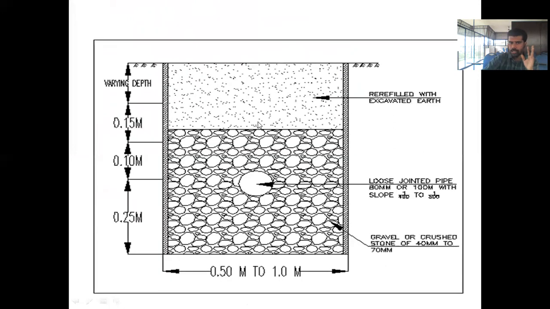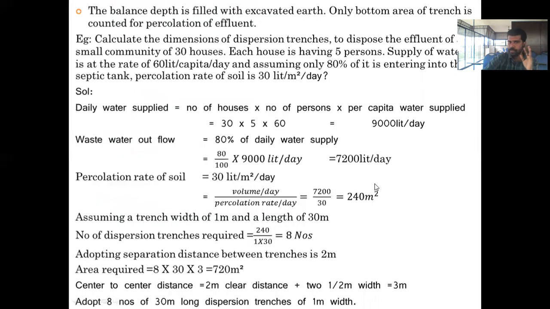Let's see. We got how much? 240. So 9,000 liter per day is total. We will be getting 7,200 liter, which is its 80%, and the population rate we know, and the area is 240 meters square, which is the dispersion trench area only. So don't get confused between the total area and this dispersion trench area. The dispersion trench area is 240 meters square.